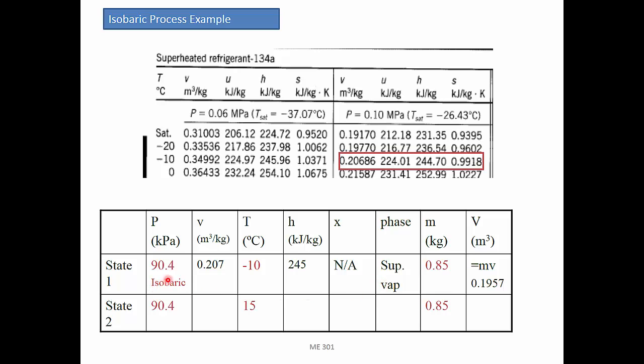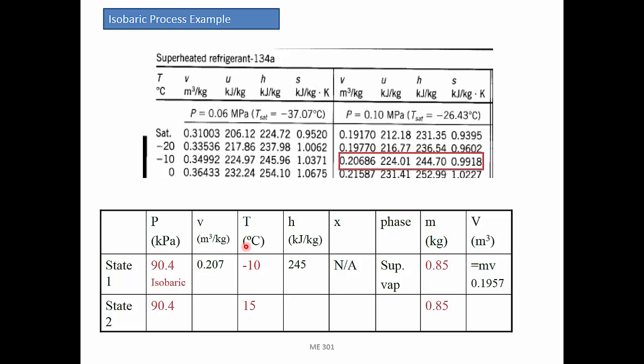Since pressure 90.4 kilopascal is closest to 0.1 megapascal, we're going to use that number as an approximation. So my enthalpy is about 245 kilojoule per kilogram, and my specific volume is about 0.207.